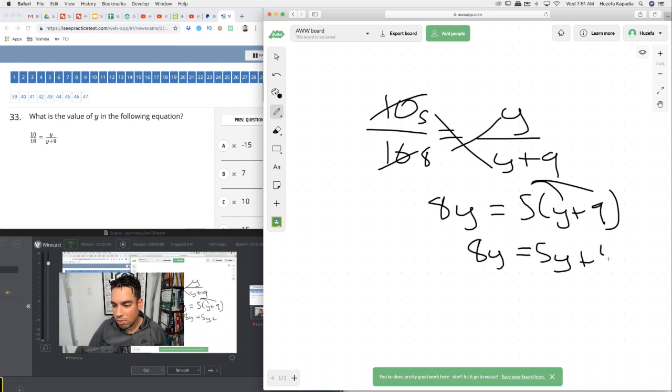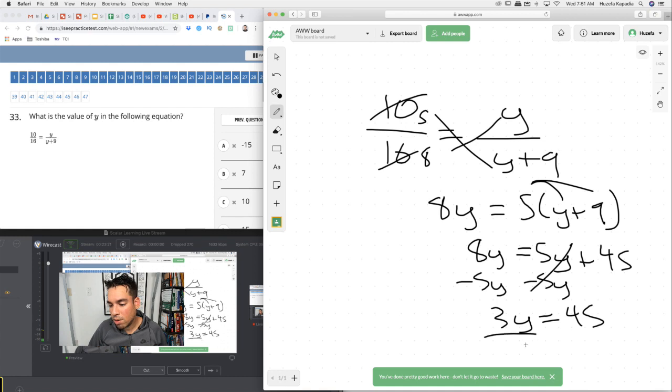Y plus 5 times 9 is 45. Subtract 5y, subtract 5y. And we get 3y equals 45. Divide by 3. And we get y equals 15. Positive 15.